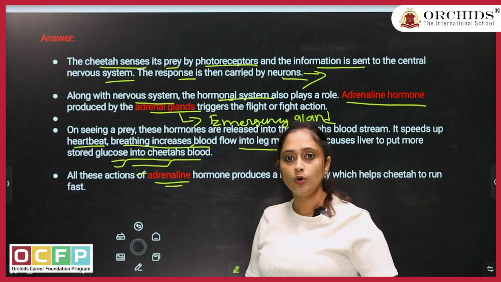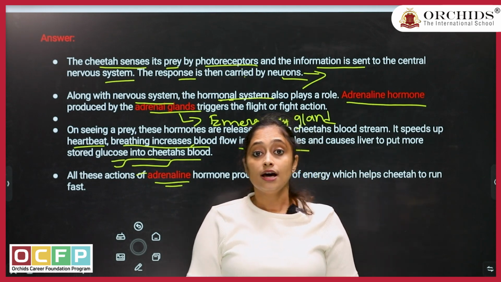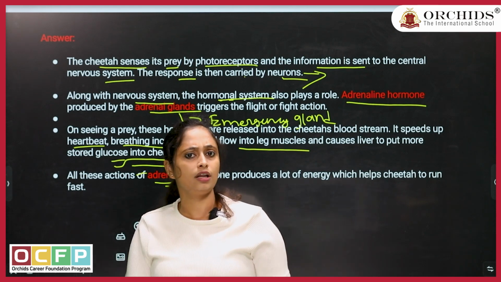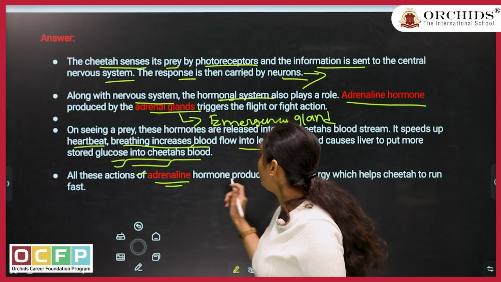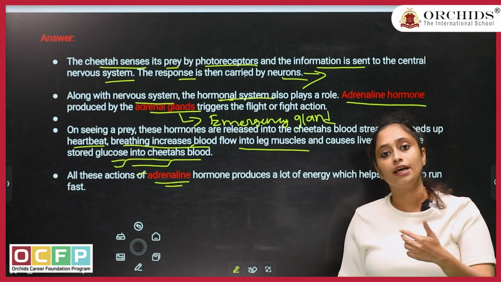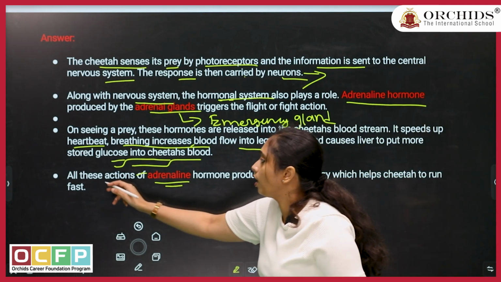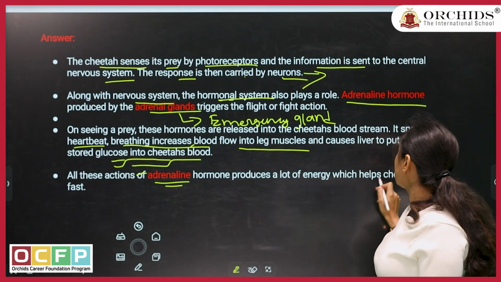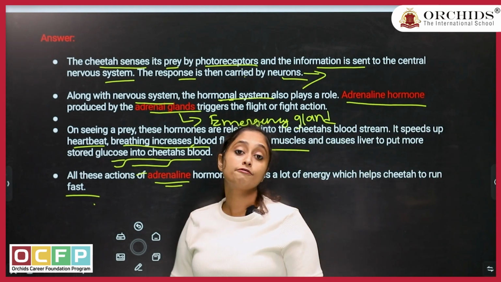If there is more hormone and more energy in your body, what will happen? You can do the activity much faster, right? So the cheetah can run very fast behind its prey. All these actions of adrenaline hormone produce a lot of energy which helps the cheetah to run faster.